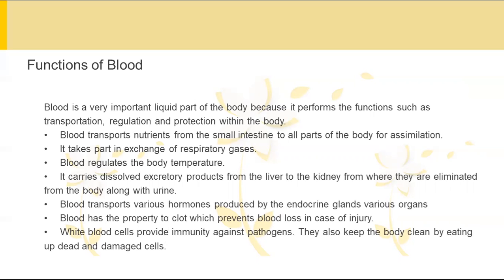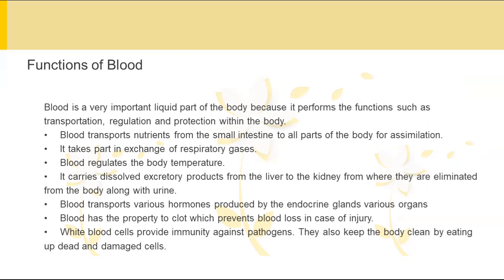Then blood carries dissolved excretory products from the liver to the kidney, from where they are eliminated from the body along with urine. Blood transports various hormones produced by the endocrine glands and various organs. Blood also has the property to clot, and this clot prevents blood loss in case of injury.